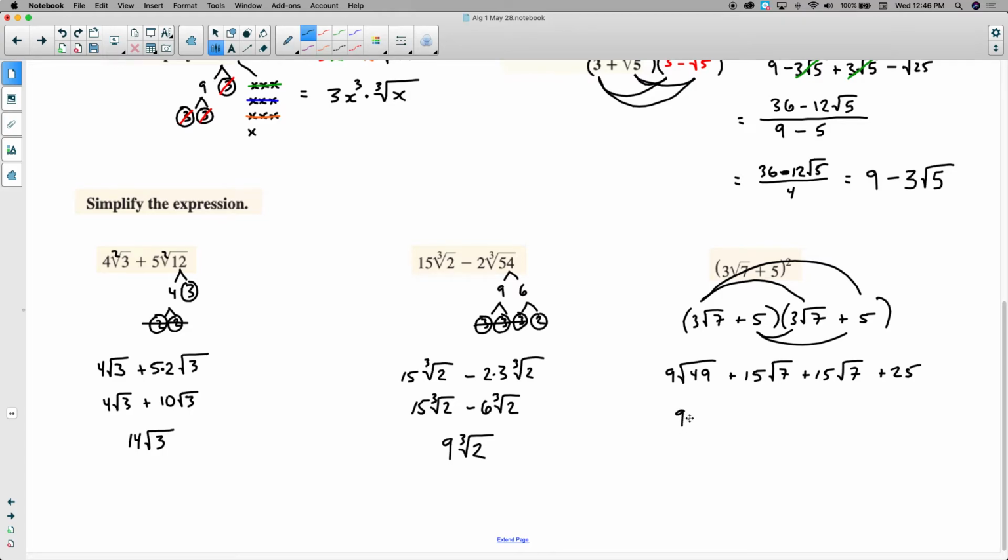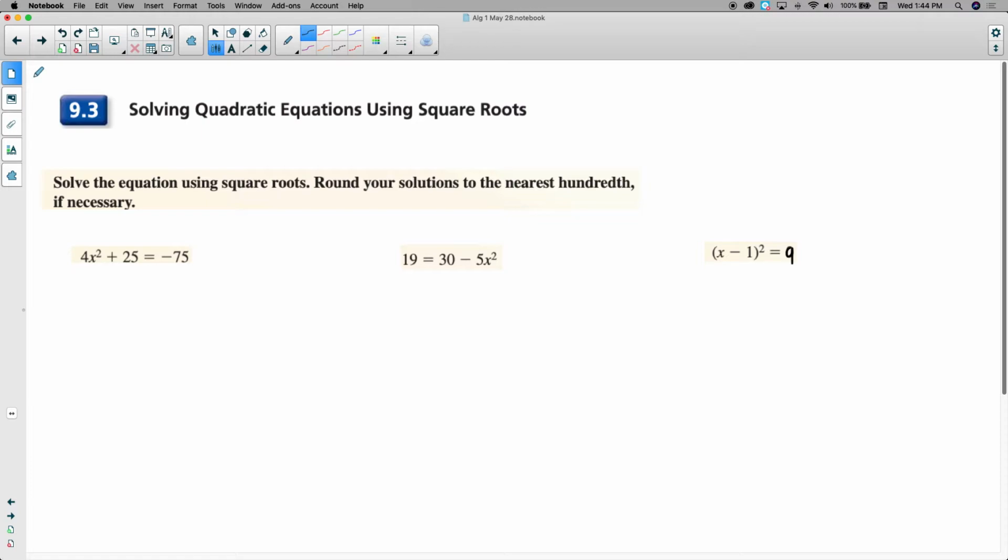Okay, so let's see what we got. This is 9 times 7. These two merge up for 30 root 7. And then that's 25. Okay, 9 times 7 is 63. And 63 plus 25 is 88. Plus the 30 root 7. And then I'm done with that one. Let's move to 9.3.